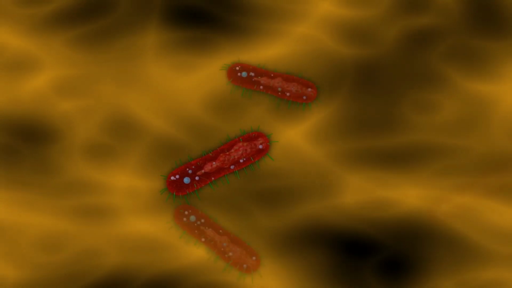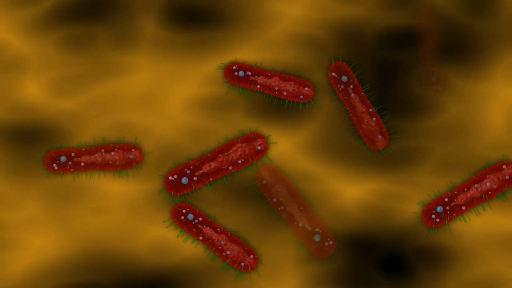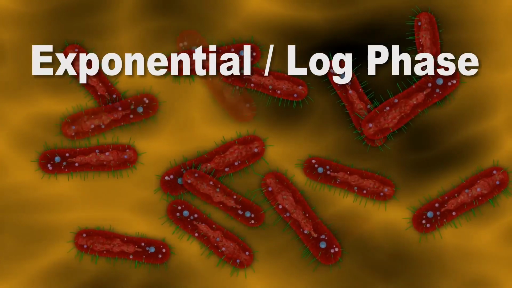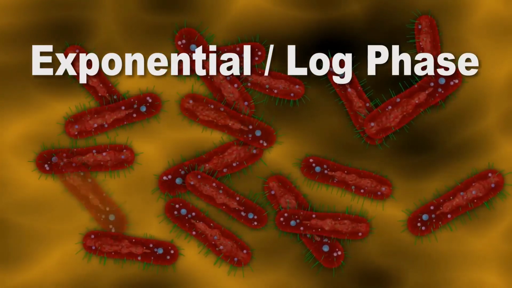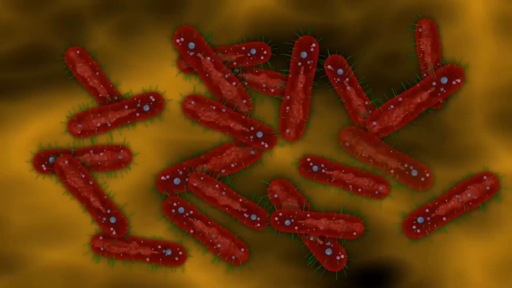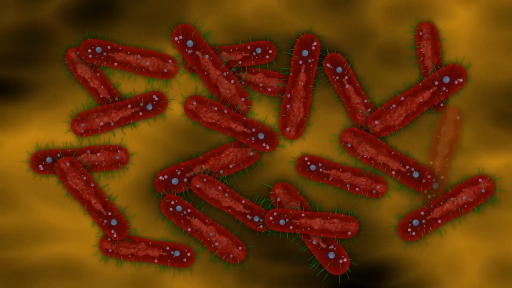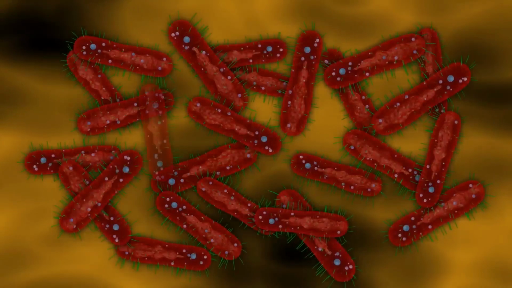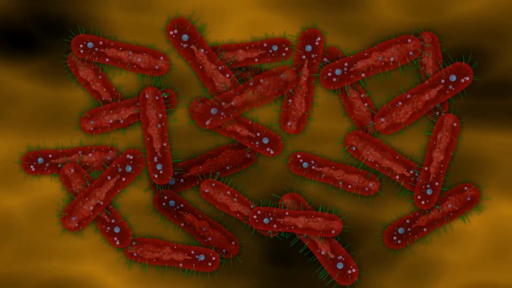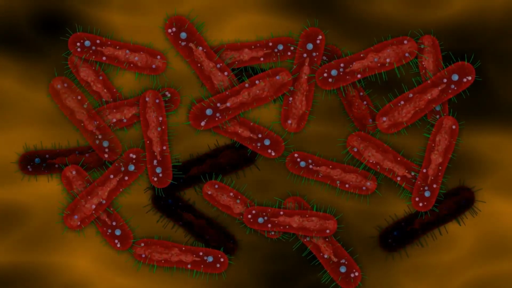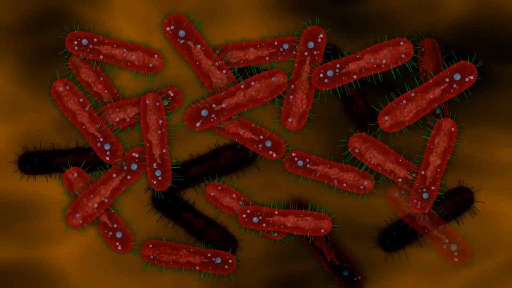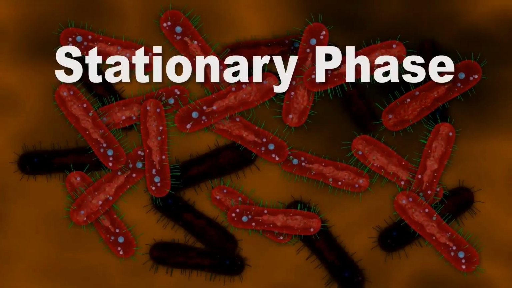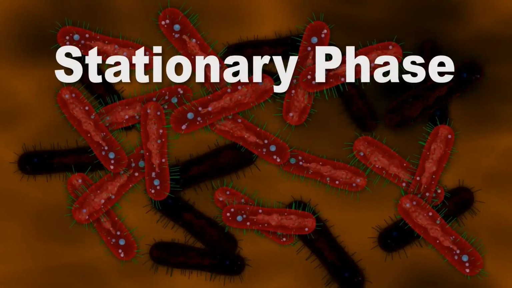The cells begin dividing at a constant rate, an exponential or logarithmic or log increase, doubling, then doubling again, and on and on. As the nutrients in the media are consumed, toxic metabolic waste products build up, cells begin to die, and growth slows. When it reaches a point that just as many cells are dying as are dividing, the batch enters the stationary phase.